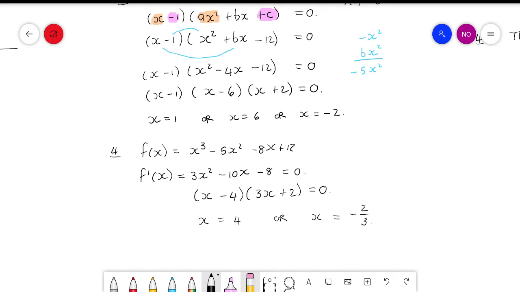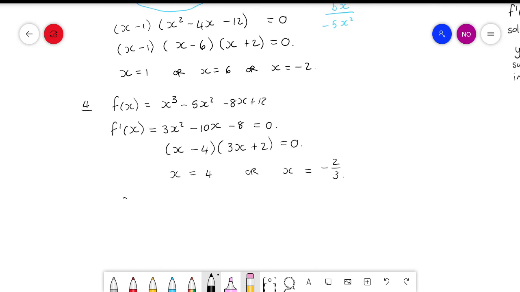Okay, how do we now get the y-values of these? Substitute it into the original function. You have to substitute it back into the original function. Otherwise you will just get 0 again.